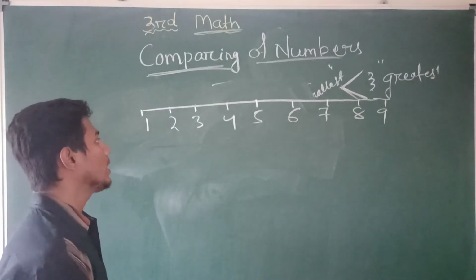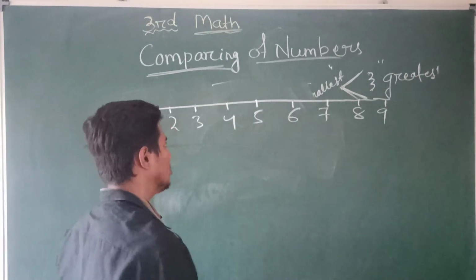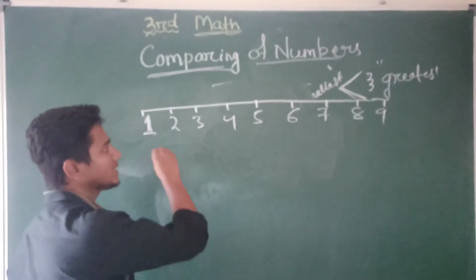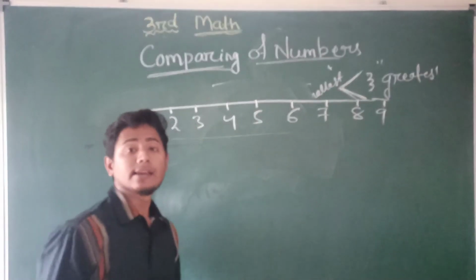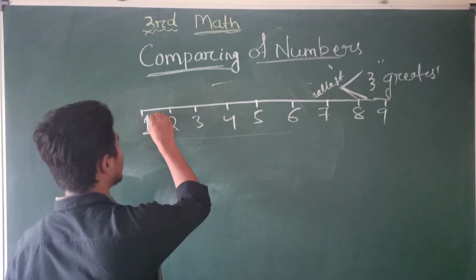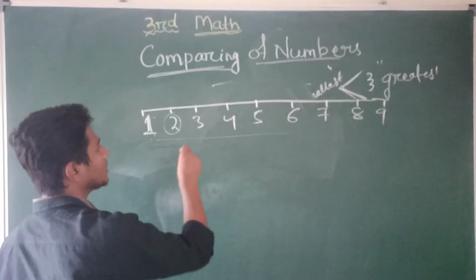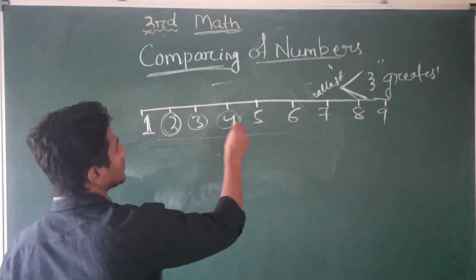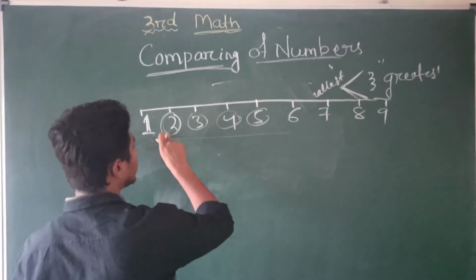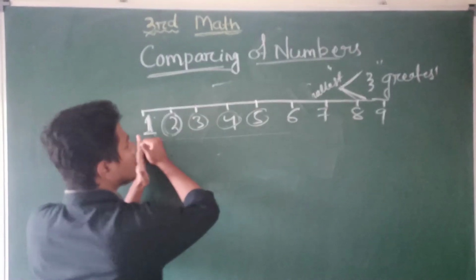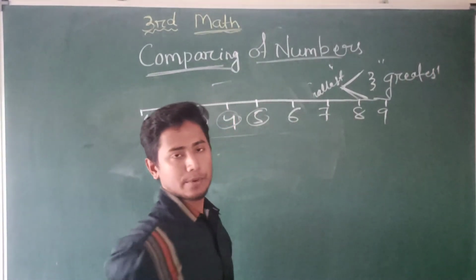So how can you compare the numbers according to the number line? Always see here, the number line always starts from the smallest number. So this is in ascending order, means smaller to bigger. Here 1 is smaller than 2, 3 is bigger than 1, 4 is bigger than 1, 5 is bigger than 2, 3 is bigger than 2, 4 is bigger than 2. Always small to big arranged in a number line.